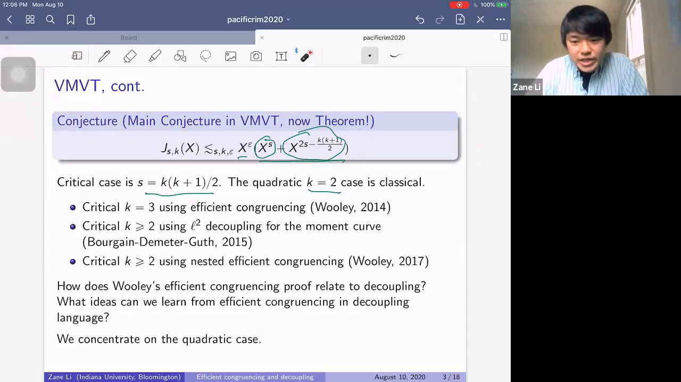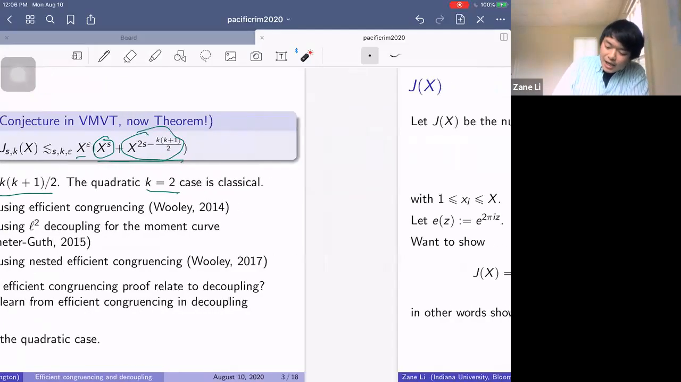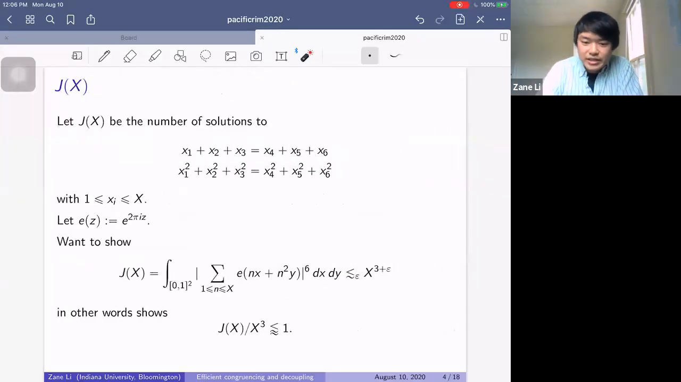To illustrate this idea, we're just going to concentrate on the quadratic case. On the number theory side, I did say that it's classical, but on the decoupling side, it would correspond to decoupling for the parabola, which I wouldn't view as quite classical. Okay, so let me define the number theory side. The talk is going to be structured so that I first define the number theory side of things and go to the harmonic analysis side of things, and then hopefully we'll slowly converge to something.